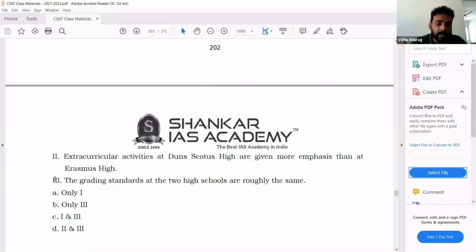Third one, the grading standards at the two high schools are roughly the same. So is he comparing using the grade point average? Is he comparing the quality of education using both places' grade point average? Yes. So he believes that the grading standards are roughly the same. Because now if I tell you that at Duns Scotus students are given marks very easily, whereas at Erasmus the marking is difficult, now you can no longer say that because students at Duns Scotus are getting a higher GPA, they must be getting a better education, because the standards are not the same. So in order to compare, you have to believe that standards are roughly the same. So third one is also valid. Your answer becomes 1 and 3. 20th answer is C, 1 and 3. So those are your answers for the 20 questions.